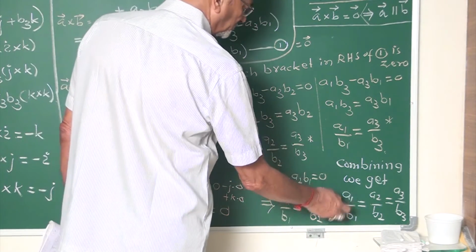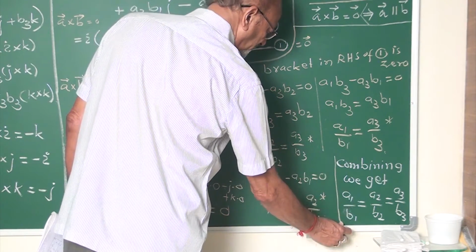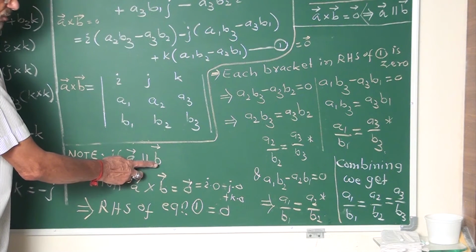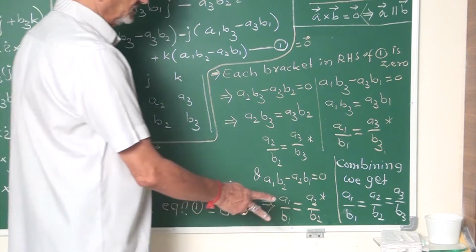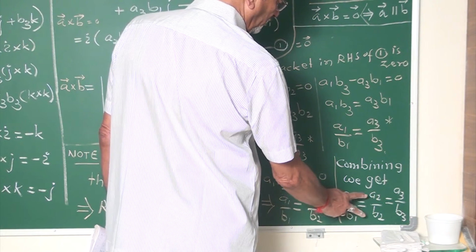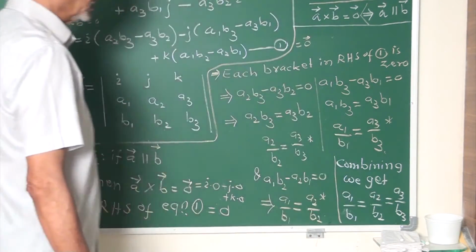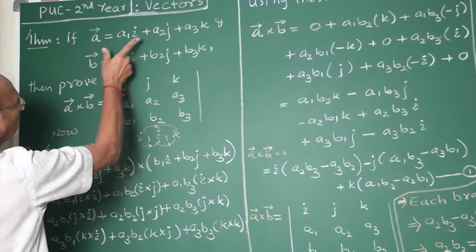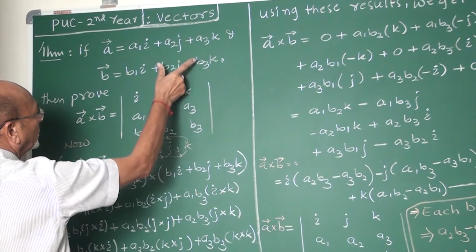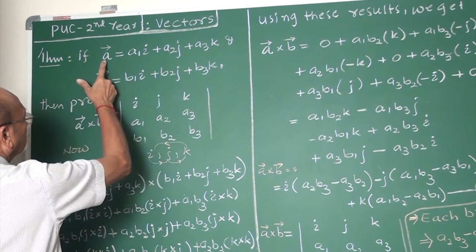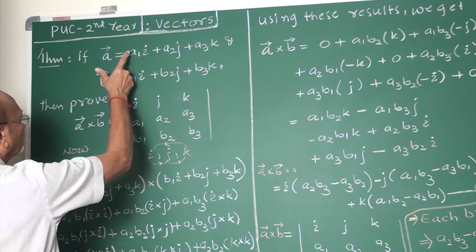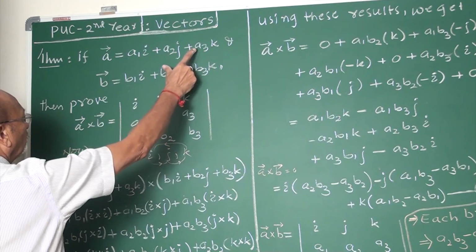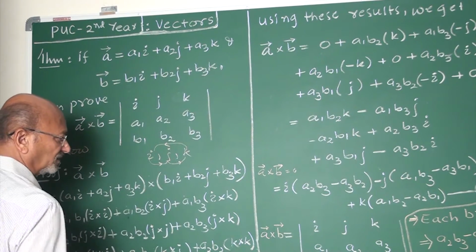This, my friends, is the result: if vector A is parallel to vector B, then A1 upon B1 equal to A2 upon B2 equal to A3 upon B3. When the vector A is parallel to vector B, these ratios are equal. That is the result, my friends.